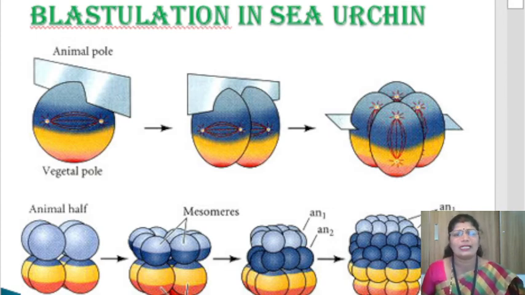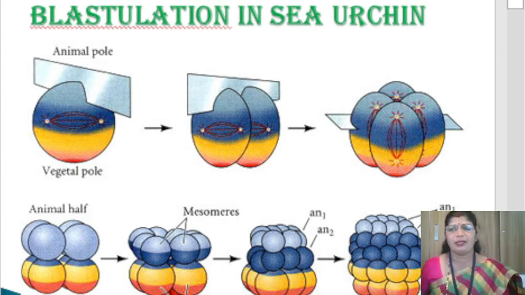Okay, so which cells will divide at the animal pole? It will be labeled as AN1 and AN2. AN is nothing but the animal pole, and towards the vegetal pole it will be labeled as VEG1 and VEG2. So again, AN1 and AN2 will be derived from the animal pole, and VEG1 and VEG2 will be derived from the vegetal pole.